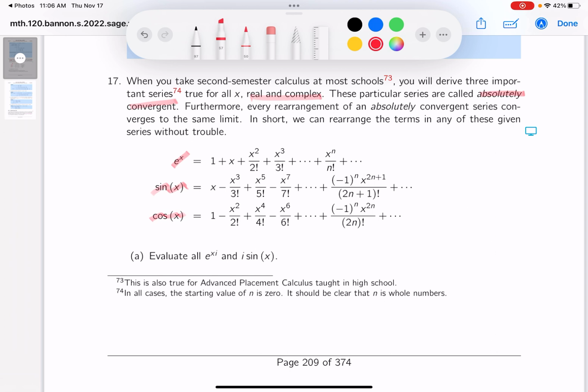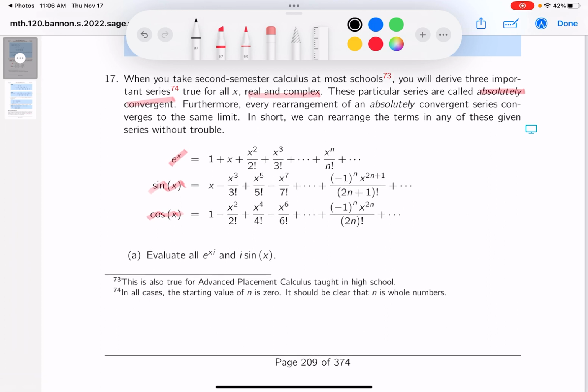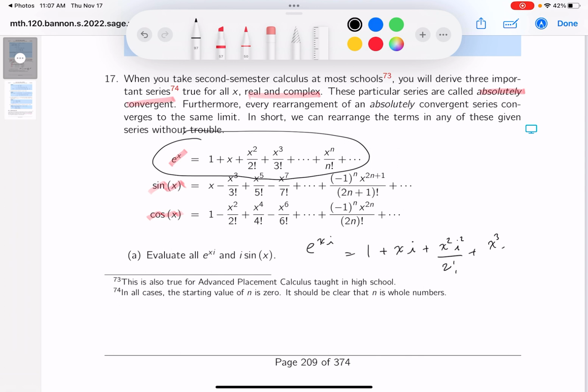So the first question they asked me is to evaluate e to the xi. Let me write that down for you. So e to the xi, I'm using this here, and we plug it in. What do you get? You get 1, then xi, plus x squared i squared over 2 factorial, plus x cubed i cubed over 3 factorial, and I'm just going to say yada, yada, yada.